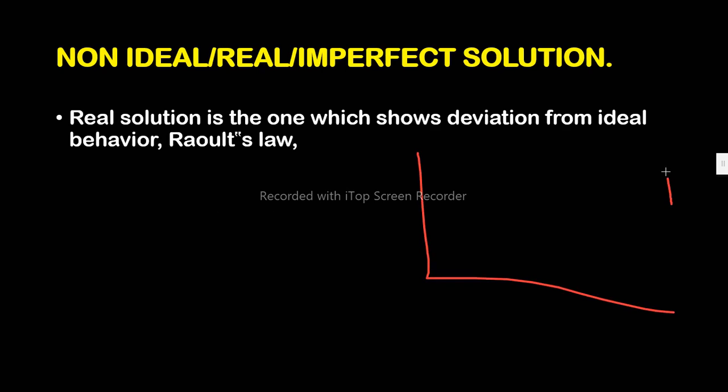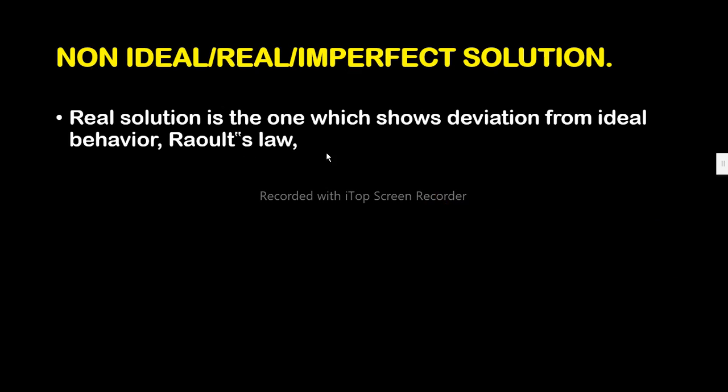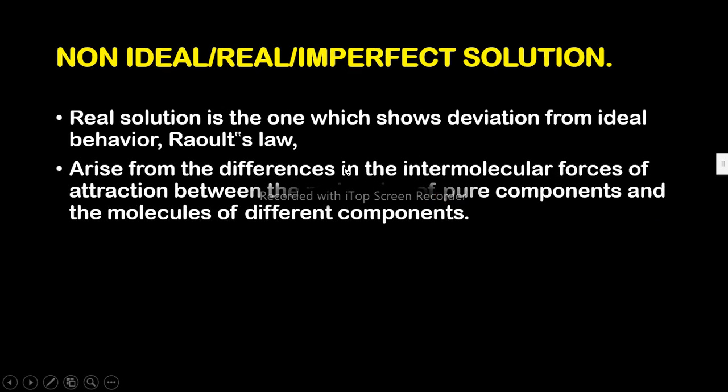If you remember, if Raoult's law predicts that the vapor pressure of this composition is going to vary like this, then these real solutions will either deviate positively, the vapor pressure will be above that predicted by Raoult's law, or they will be below that predicted by Raoult's law. I hope when I say Raoult's law, we all know what Raoult's law is. So they arise from differences in the intermolecular forces of attraction, the adhesive and the cohesive forces, between like molecules and unlike molecules.